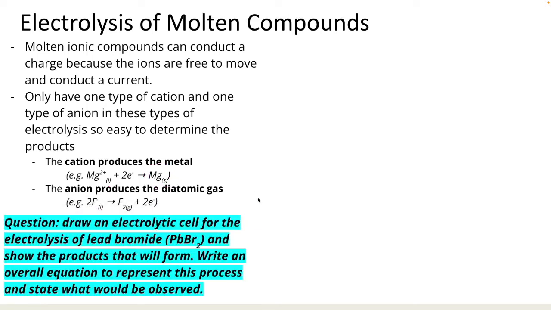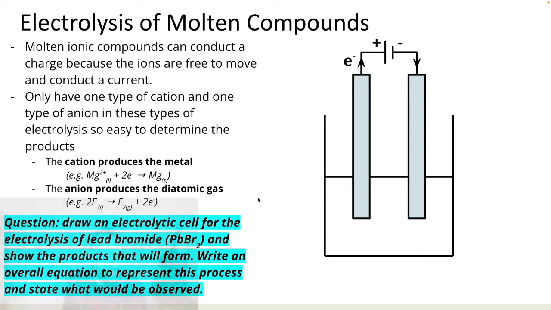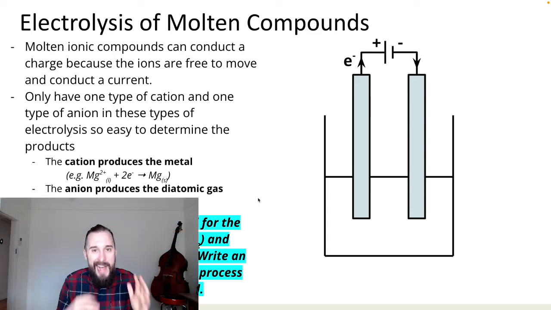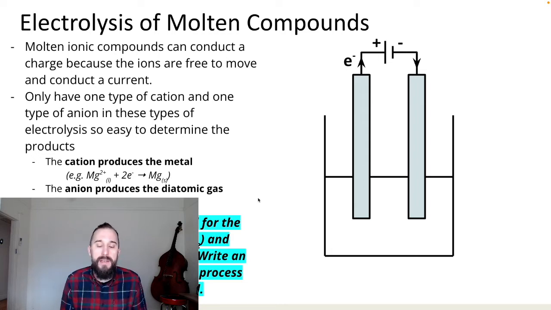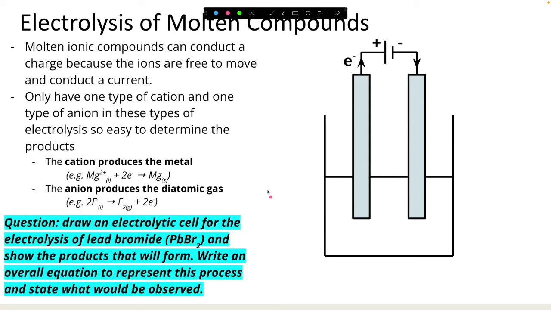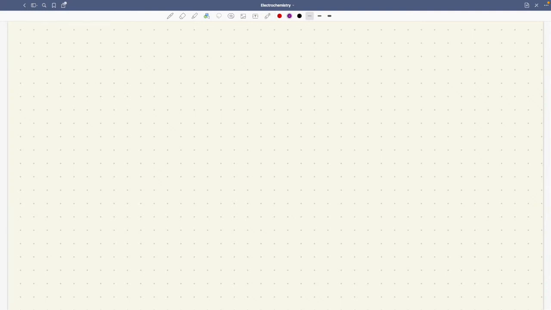Let's give it a go now. Draw an electrolytic cell for the electrolysis of lead bromide. Show the products that will form, write an overall equation to represent this process, and state what would be observed. So putting it all together, drawing your electrolytic cell. Science, we always have nice, large, ruled diagrams. So there you go, I've given you the template there. See if you can pop all of this information onto that diagram. Pause, and then we'll have a go together here now.